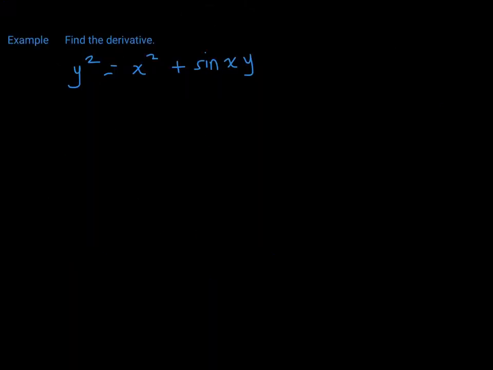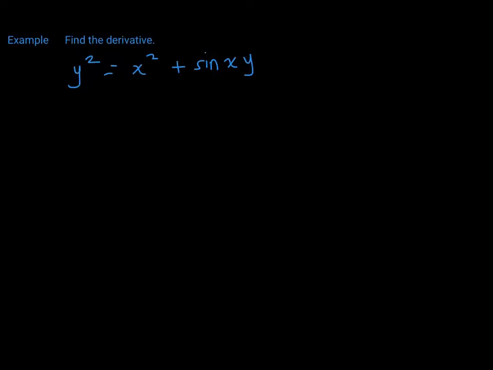All right, folks, look at this brand new function: y squared is equal to x squared plus sine of xy. If we did not use implicit differentiation here, you and I would have to solve for y. How would you do that? Solving for y here would be very, very difficult. So using implicit differentiation is much more efficient. All right, so let's do it now.